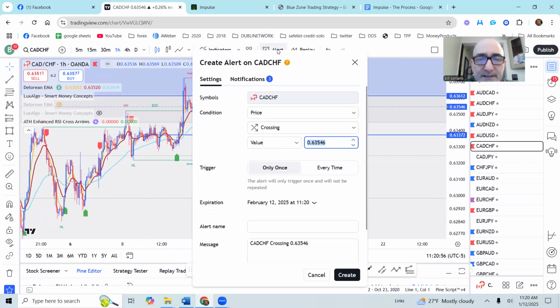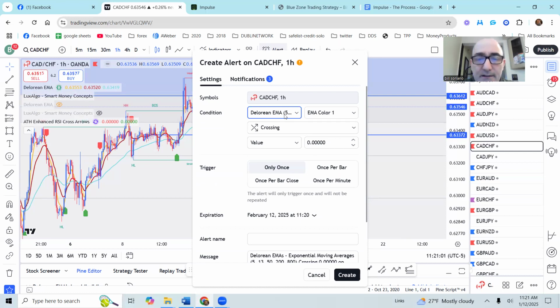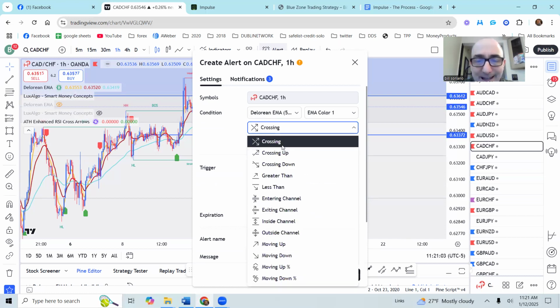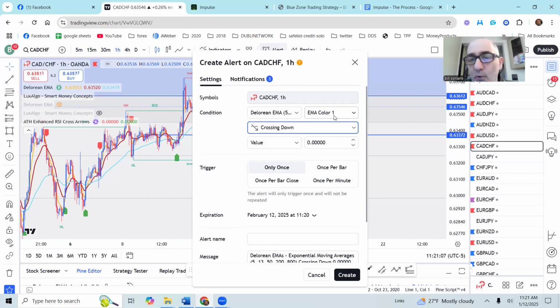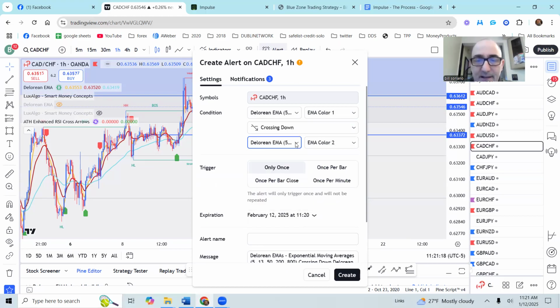So your alert would be set here. Simply, you go to price, you would pick this DeLorean EMA, right? And you would look for it to cross down, right? And that's EMA Keller 1. EMA Keller 1 is that yellow EMA, which is the 5 period EMA. And so we're looking for it to cross down, and then we select that again, and it's going to show up as EMA Keller 2.